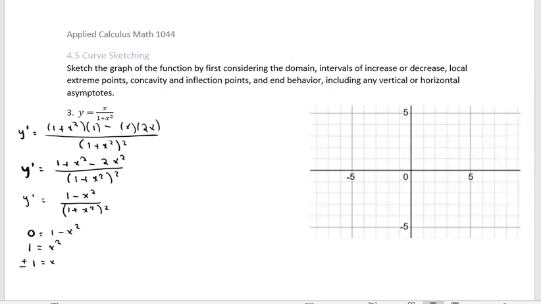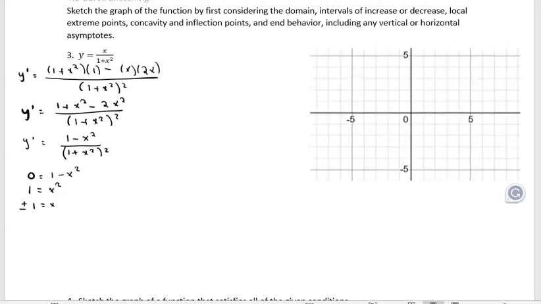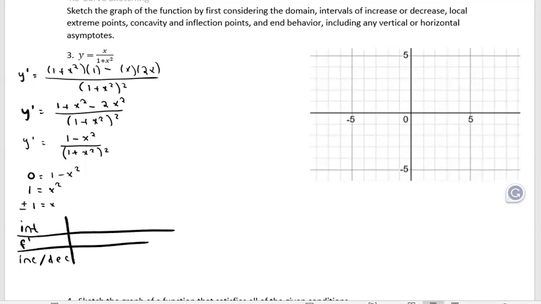So if we go to make our first derivative test table, we need our interval. We need our first derivative, and we need to see if it's increasing or decreasing. I'm going to break my interval in two places. So here's 1, 2. The first one's at -1, and the second one is at 1. So that means my interval is going to be from negative infinity to -1, -1 to 1, and 1 to infinity.